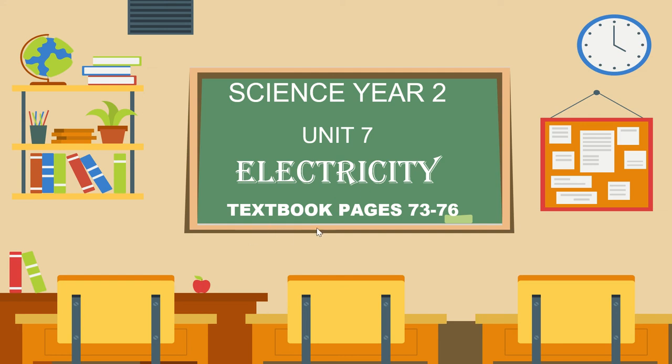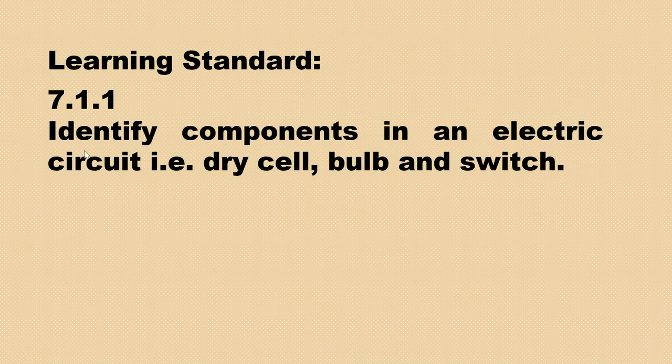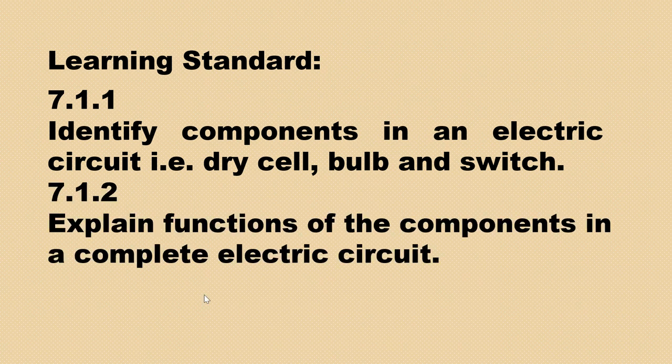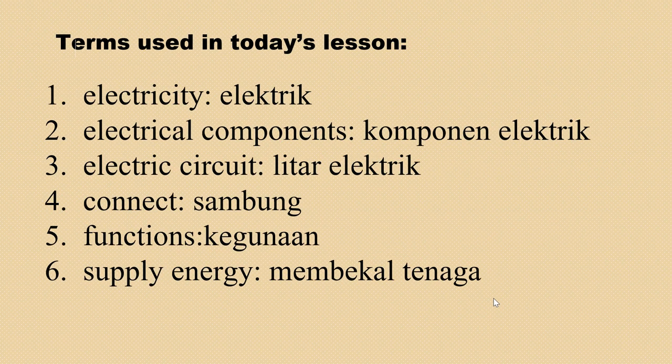Electricity. Textbook page 73 until 76. Today's learning standard. Number 1: Identify the components in an electric circuit: dry cell, bulb, and switch. Number 2 is explain the function of the components in a complete electric circuit.